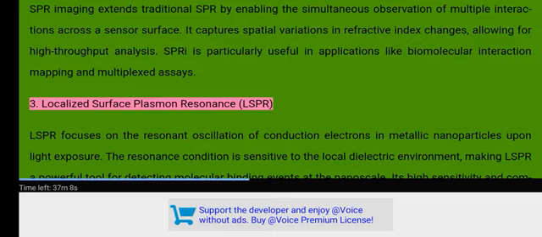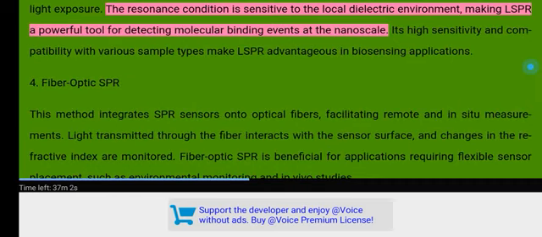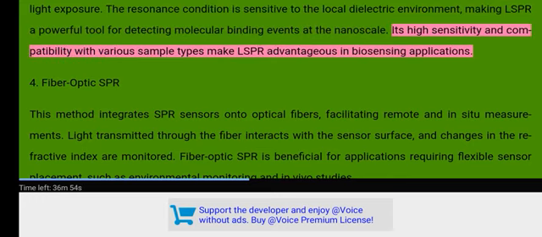3. Localized surface plasmon resonance (LSPR). LSPR focuses on the resonant oscillation of conduction electrons in metallic nanoparticles upon light exposure. The resonance condition is sensitive to the local dielectric environment, making LSPR a powerful tool for detecting molecular binding events at the nanoscale. Its high sensitivity and compatibility with various sample types make LSPR advantageous in biosensing applications.